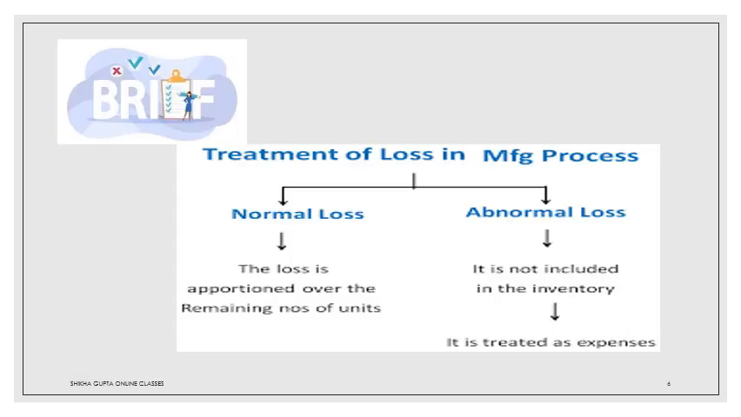Next we have the summary. In brief, normal loss is the loss apportioned over the remaining number of units which are left over. But if you talk about abnormal loss, it is not included in the inventory. We haven't planned for it, so we are treating it as an expense. This is the extra expenditure we are incurring, right? Just have a look at it. Then we'll move on to the practical aspect.